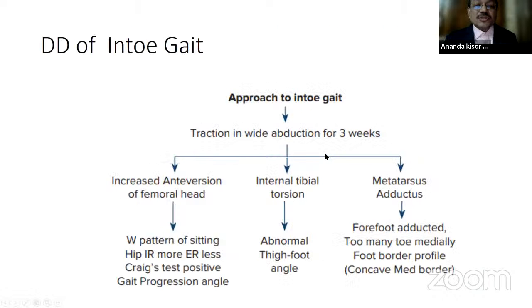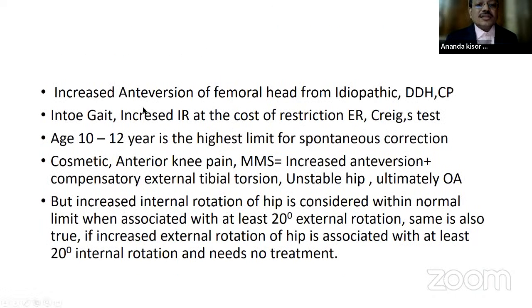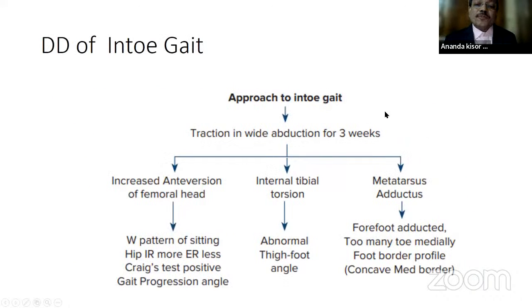Now, this is basically an increased anteversion of the femoral head. It may be idiopathic, it may be DDH or cerebral palsy. The patient will complain of in-toeing, and that is the clinical finding. There is increased internal rotation at the cost of restricted external rotation, and the basic test is Craig's test. Now, what is the differential diagnosis of in-toeing?